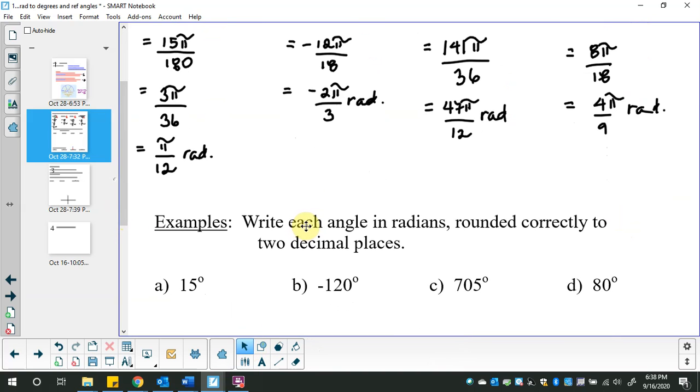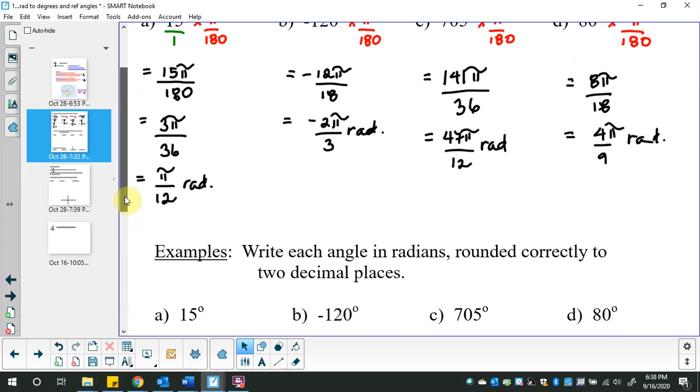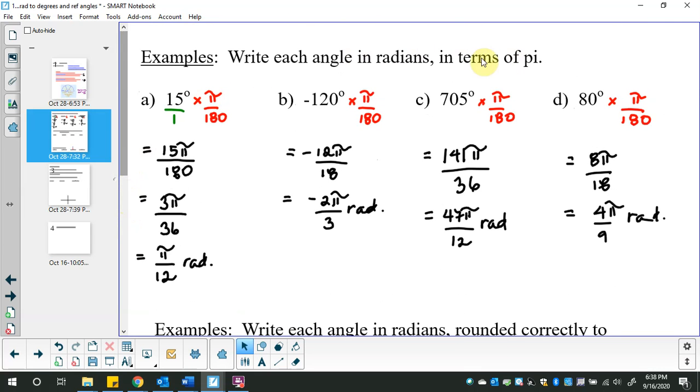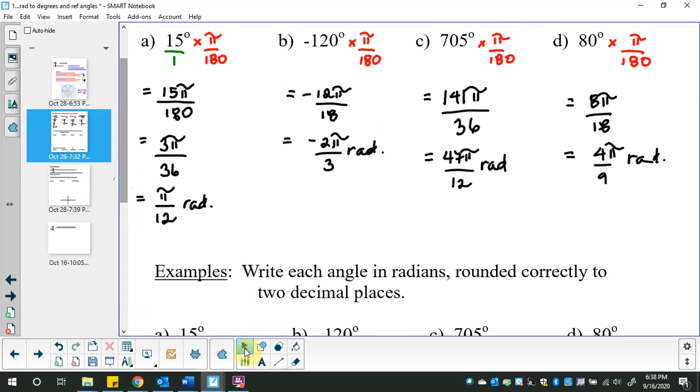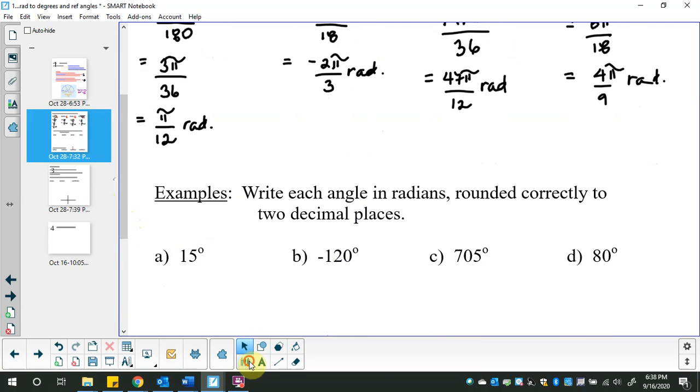So I'm going to move this down just a smidge. It doesn't matter if I ask you to write it in terms of pi or to write it as 2 decimal places. Your conversion factor is exactly the same. So I have to take each of these exact same questions as what we just finished and still multiply them by pi over 180. That's the only thing you're allowed to do. So give me a sec to write that in for each of these.